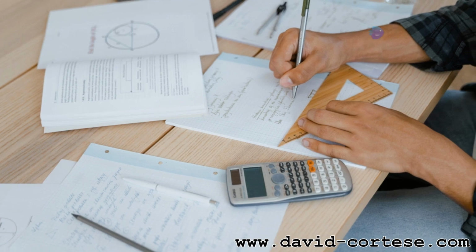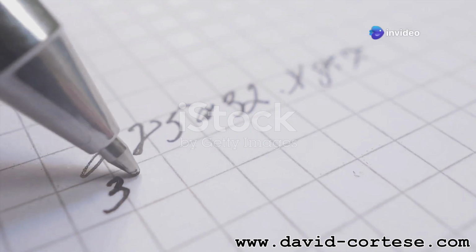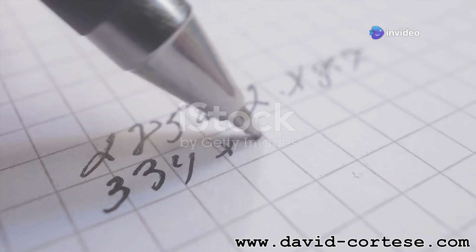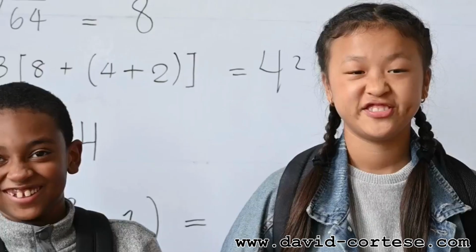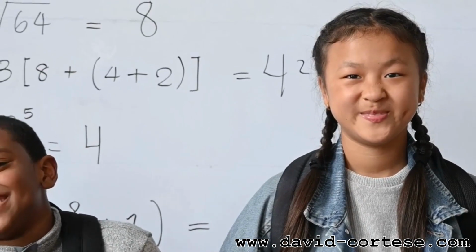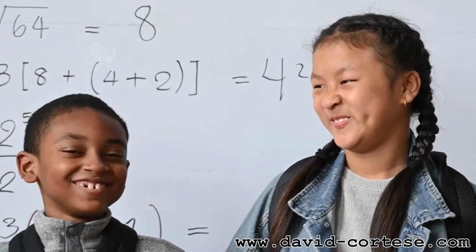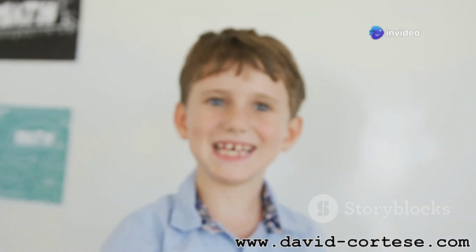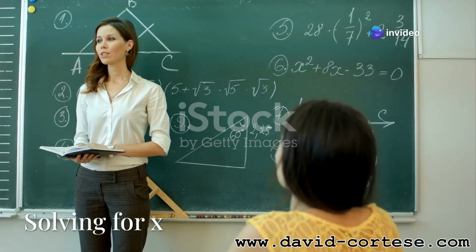Step 3. Simplify. Use your math skills to simplify the expression under the radical, the square root sign, and any other operations. Step 4. Solve for x. You'll usually get two solutions for x because of the plus-minus sign in the formula. Calculate both solutions. And there you have it. 4 simple steps to conquer any quadratic equation.